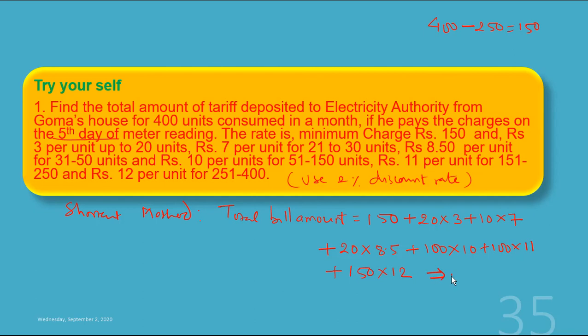This is the minimum charge. For the first 20 units, the rate is 3, and for the next 10 units 7, for the next 20 units 8.5, for the next 100 units 10, for the next 100 units 11, and for the remaining out of 400 units, in such type of questions the rate is 12. What is the total result, dear students? Total amount, this is the total bill amount.